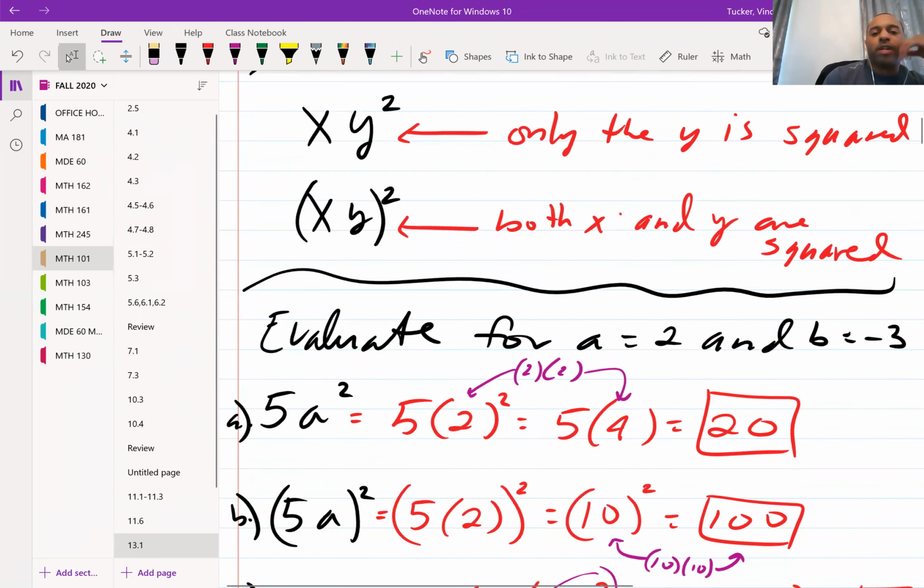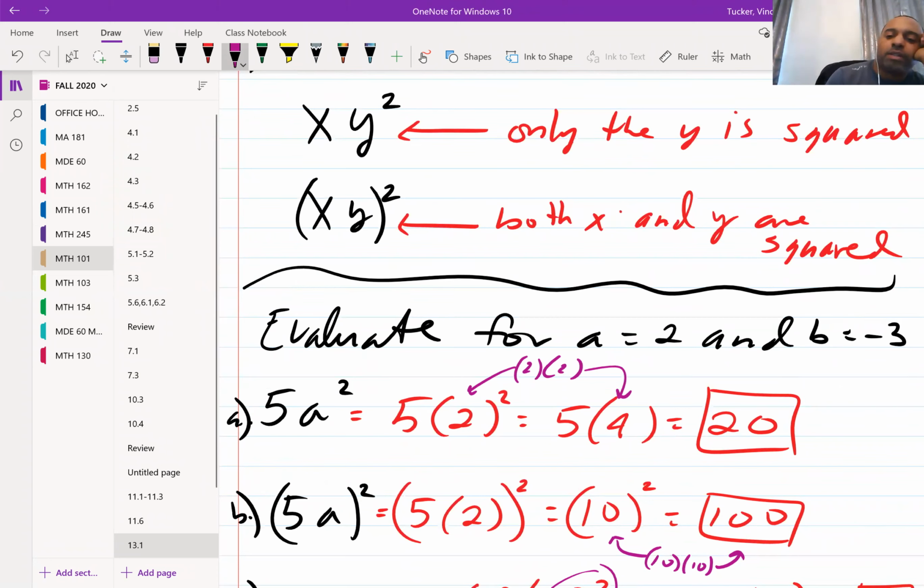All right, so the next exercise, evaluate for a equal to 2 and b equal to negative 3. So the first one is in black right here, 5a squared without parentheses. 2 is a, so you plug in 2 for a, so that would be 5 times 2 squared. 2 squared is 4. 5 times 4 is 20.